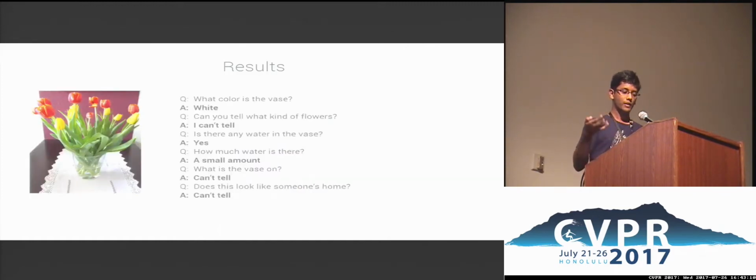So here's another example. What color is the vase? White. Can you tell what kind of flowers? I can't tell. And then later in the dialogue, what's the vase on? Can't tell. Does this look like someone's home? Can't tell. So this is sort of a popular failure mode of our model. It often results in these sort of generic responses when it's not sure of what the answer is. So it'll say, I can't tell or can't see, and so on.